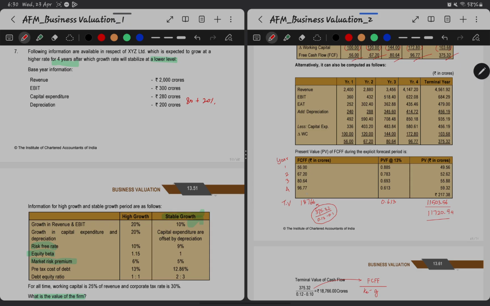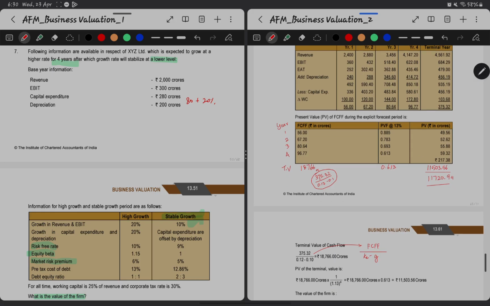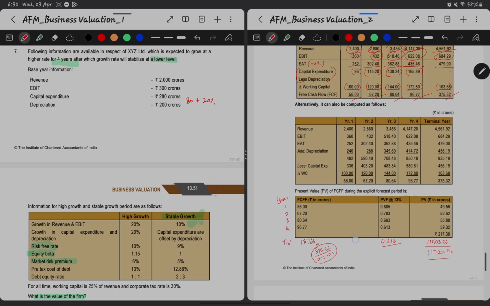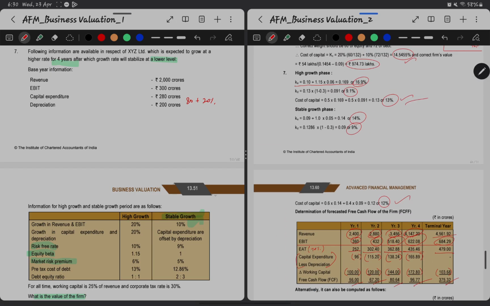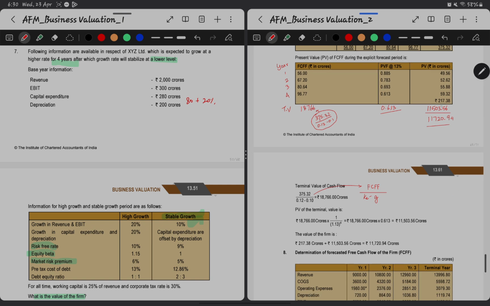Now this, if we discount it to the current terms, will give us the present value of the terminal value. So we have to discount it for 4 years. So fourth year discount factor for 13 is 0.613, so 11,503.56. And the other cash flows whatever we found out, we have to discount by the 13% cost of capital, and that comes up to 217.38. Adding these two will give us the value of the firm, so 11,720.94. Thank you.